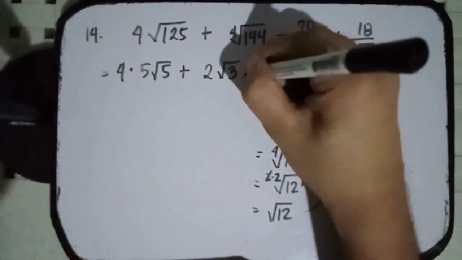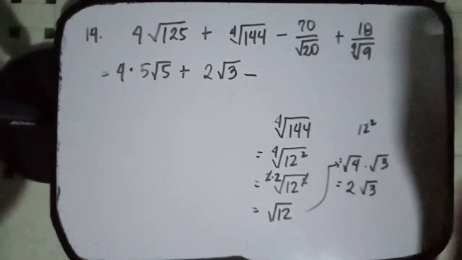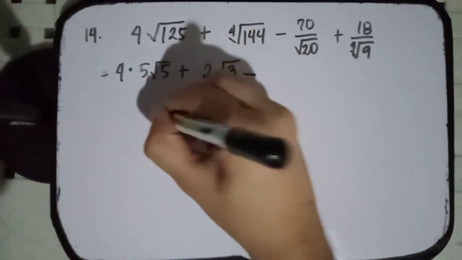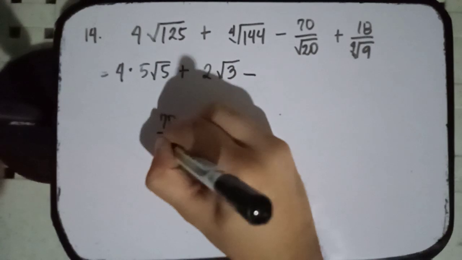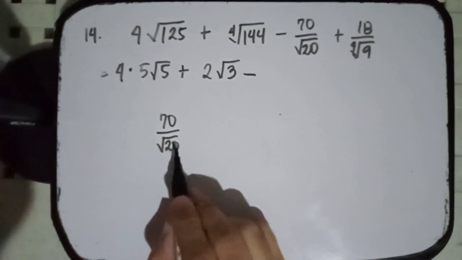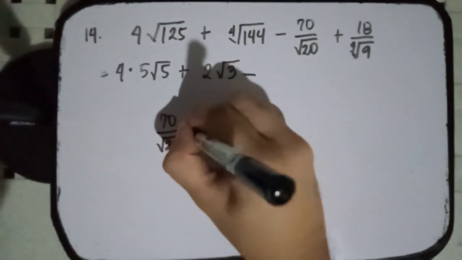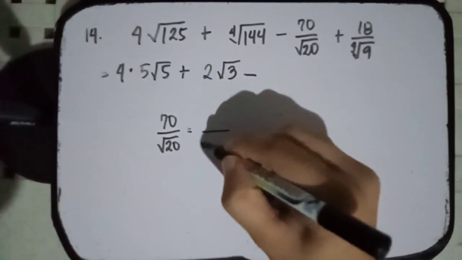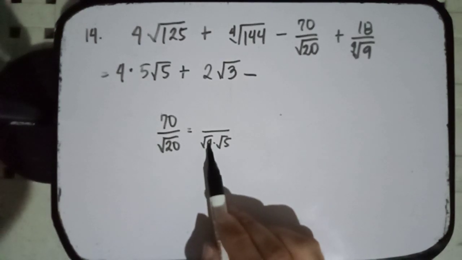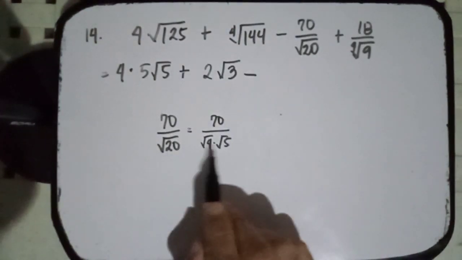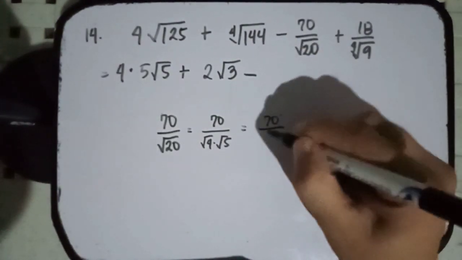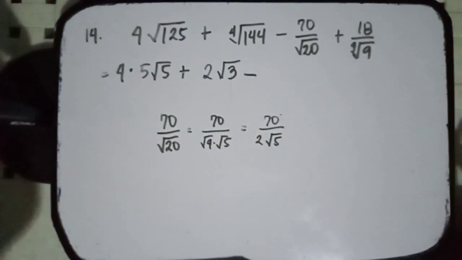Next naman po, we have 70 over square root of 20. So tanggalin na natin to. Itong square root of 20, pwede pa natin to muna masimplify. So yung 20 magiging square root of 4 times square root of 5 na siya, because 4 is a perfect square. So 70 over this. Then square root of 4 is equal to 2. So 70 over 2 times square root of 5.